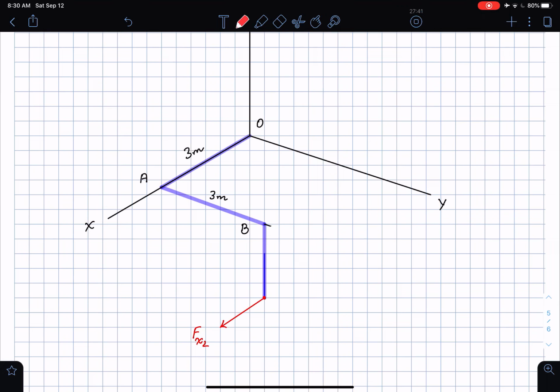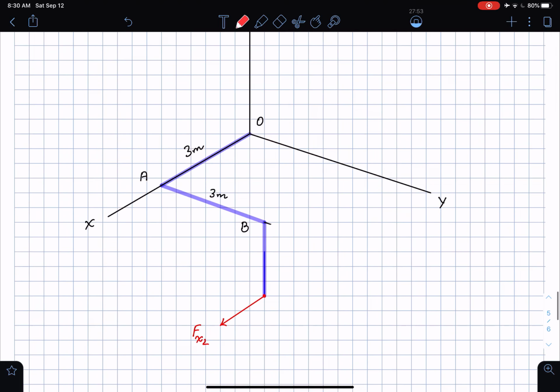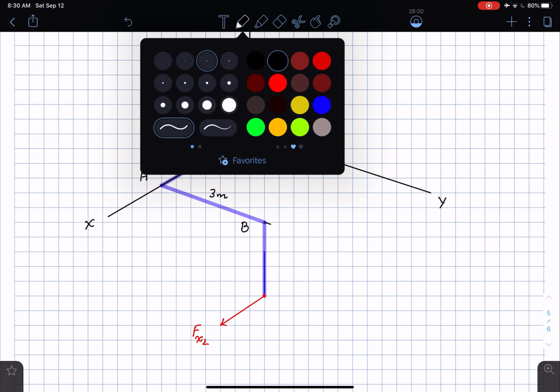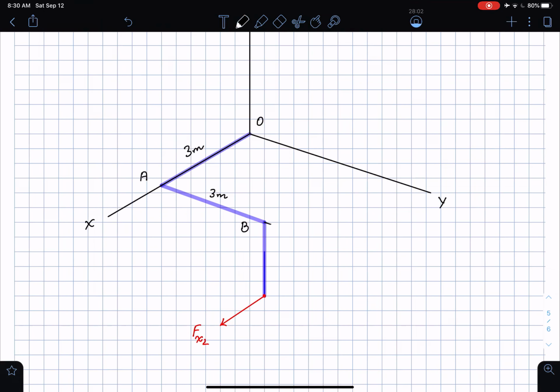Here is what I can do. I can take this force Fx2, and without changing its direction, I can slide it along to the y-axis and the z-axis. You notice that this distance between the point B and the point C, where this force was acting, was also given to us as 3 meters. So I take this force Fx2 and slide it to the y-axis.